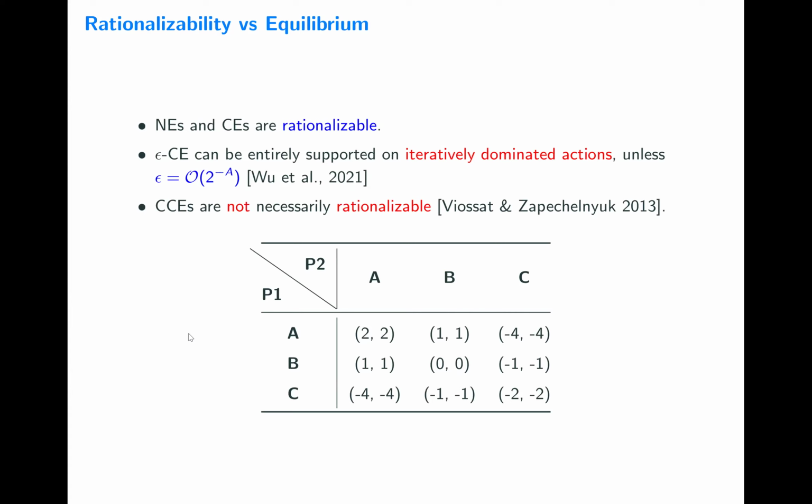And to make things much worse, if you just want to find a coarse correlated equilibrium, it's not guaranteed to be rationalizable at all, even if it is an exact coarse correlated equilibrium.